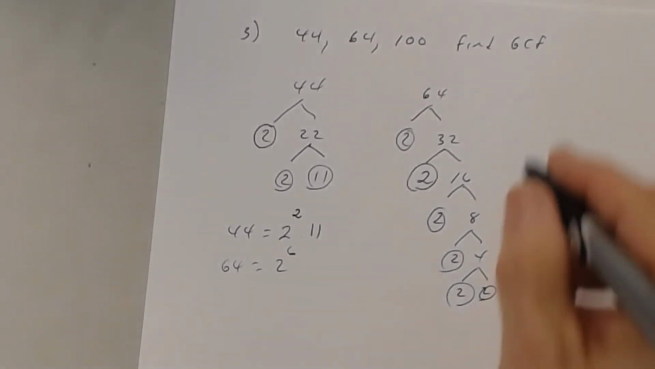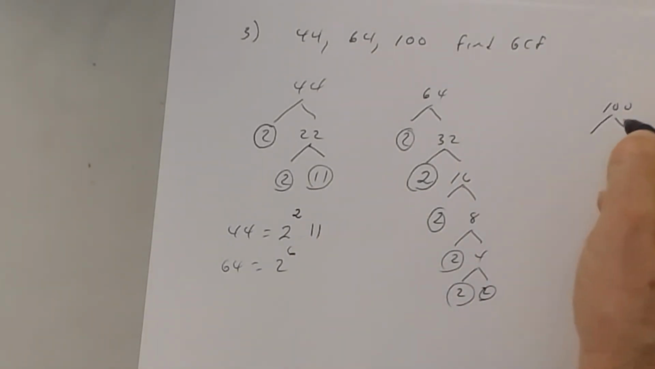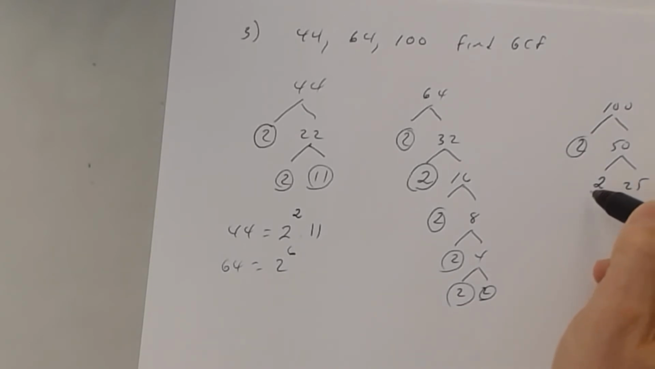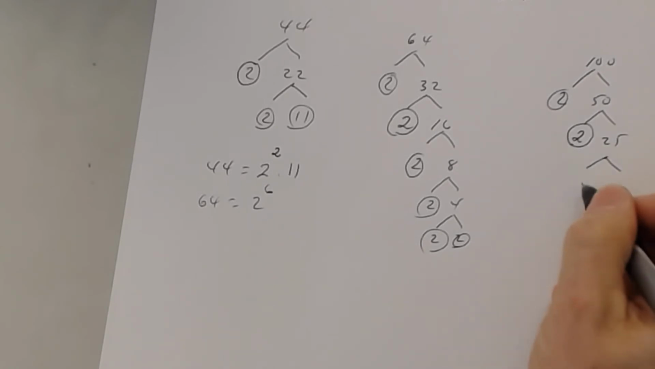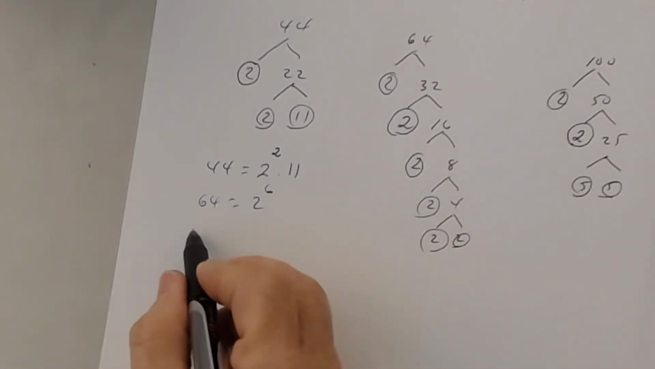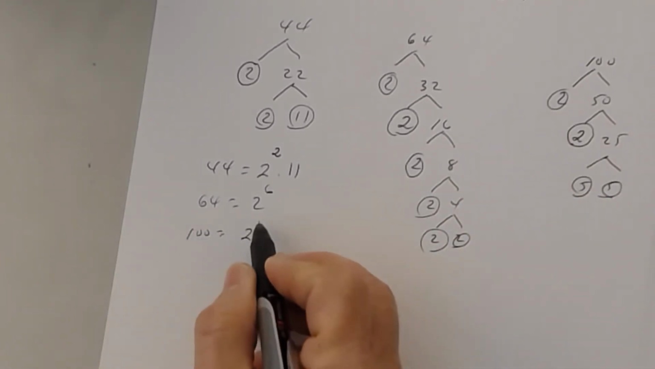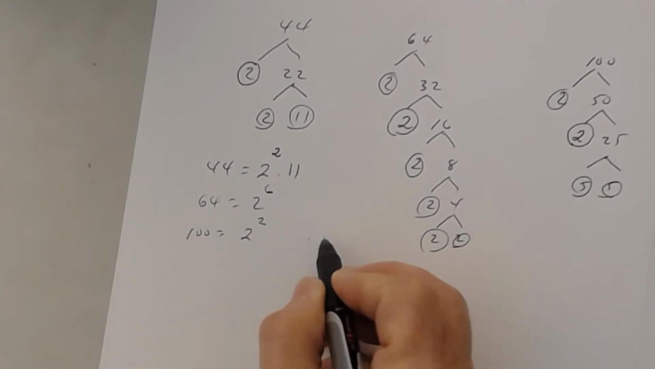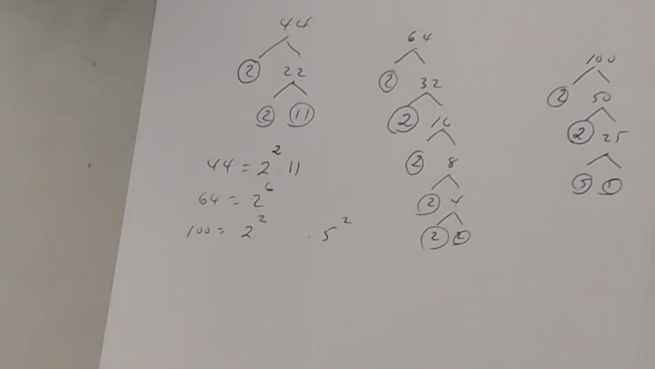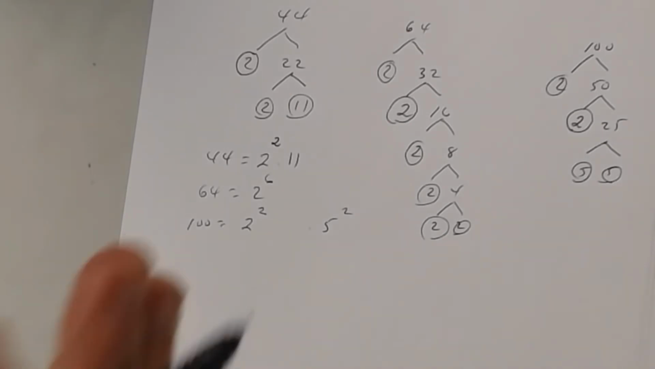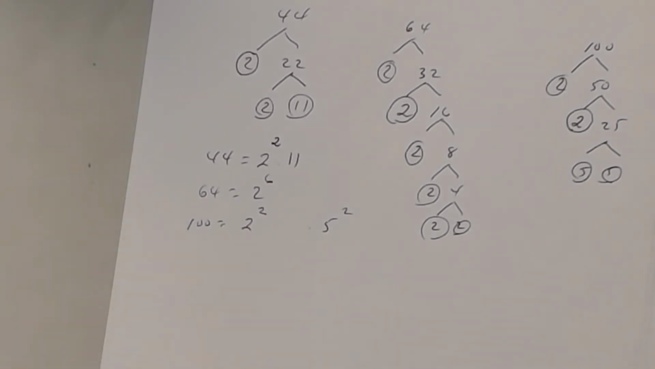All right, let's do 100. You want to do 50 and 2, okay? I can circle which one? 2. 50 is 2 times 25. I can circle which one? 2. 25 is 5 and 5. I can circle which ones? Both. So 100 is 2 to the second times 5 to the second. And I just spaced it out so that the 11 and the 5 were not under each other.